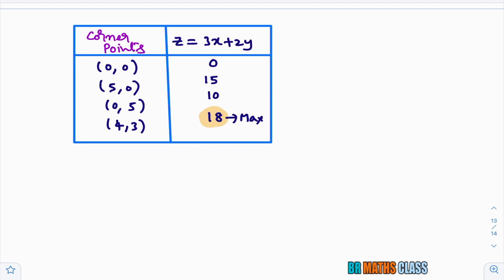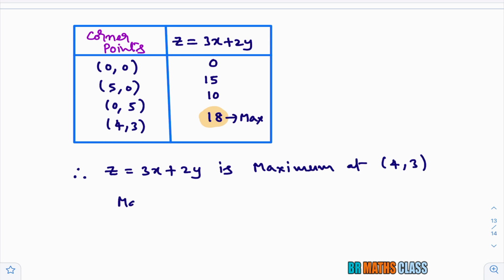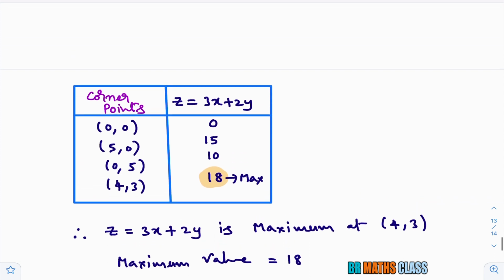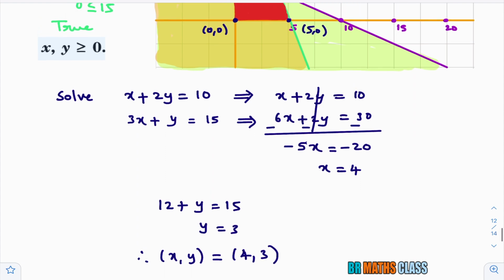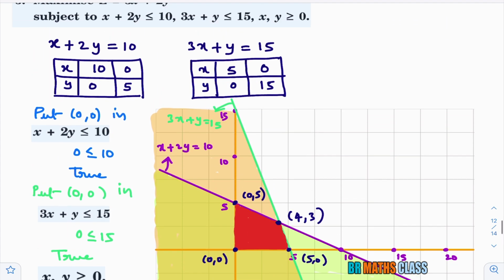So step 3 is conclusion. After seeing this table, we can conclude that as the feasible region is bounded. If the feasible region is not a bounded feasible region, we cannot conclude here. So what I'll write here, given objective function z equal to 3x plus 2y is maximum at 4, 3. And what is the maximum value? Maximum value is 18. I hope you understand how to solve a linear programming problem graphically.